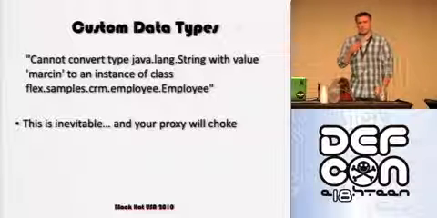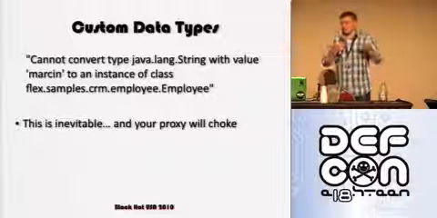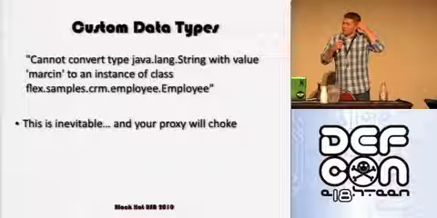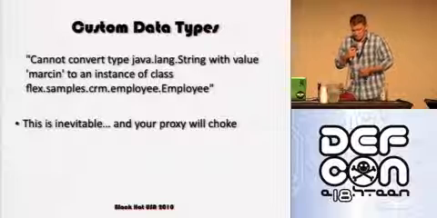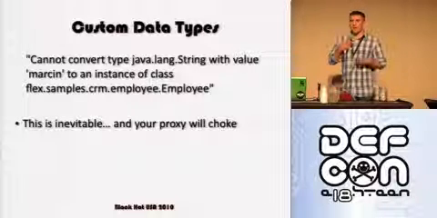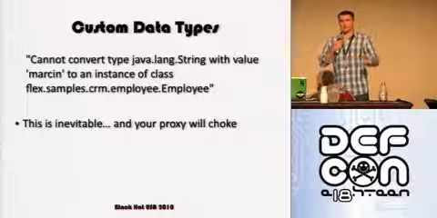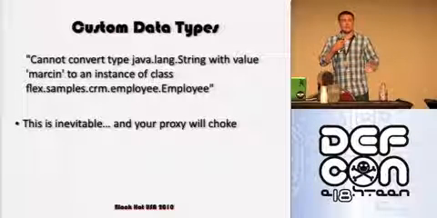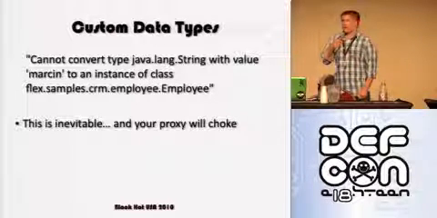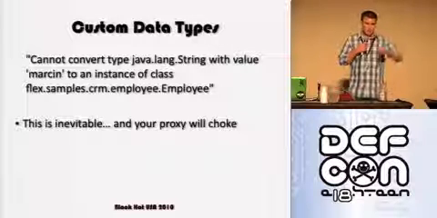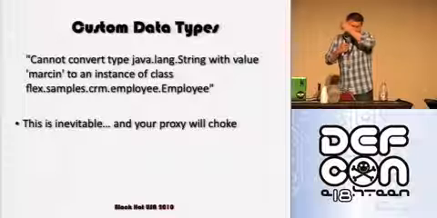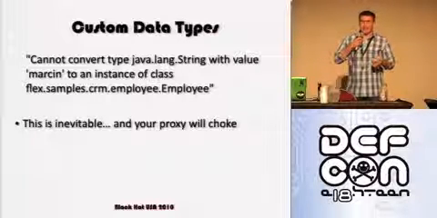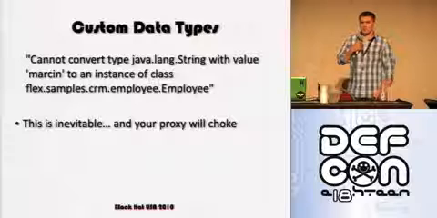When testing Flex apps, you're probably going to run into cases where, when you're sending a value, it's not the correct type. So you might have some custom object, like an employee object in the Flash client, that's being sent over the wire to the remoting server. And just passing a string or a Boolean as that is not going to work. So when this happens, your proxy is not going to understand the structure of that object. It's going to choke when it tries to deserialize it.